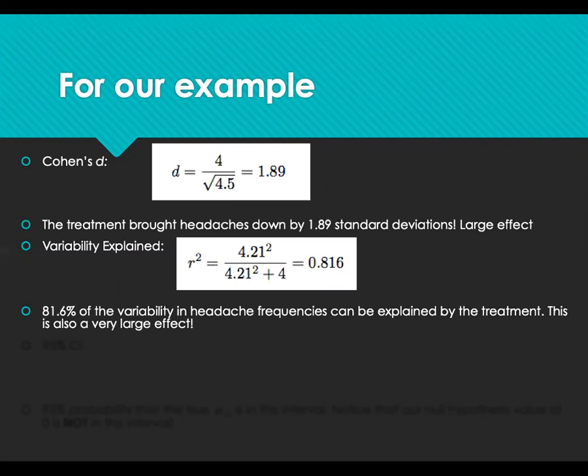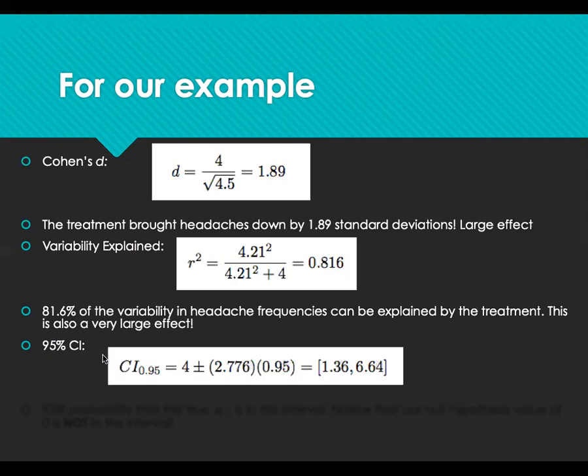It would be quite unusual, and I'm not going to go as far as to say impossible, but definitely quite unusual for Cohen's d and the percentage of variability explained to be different. So if Cohen's d effect size is small, you're not going to get an R squared that is large, right? They should match. And then computing a 0.95, or 95%, confidence interval.